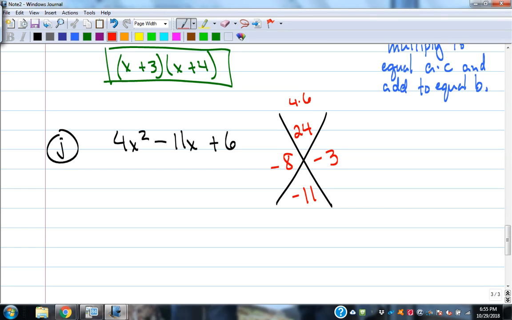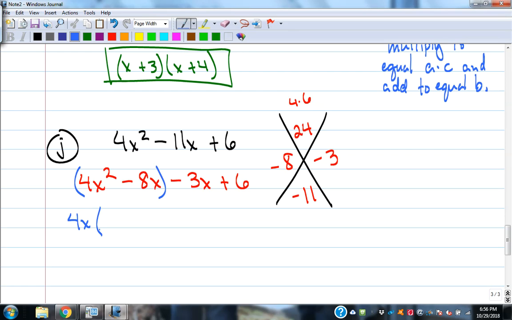Again, it doesn't matter what order you put them in the middle. I'm going to put the negative 8 first because I think 4 and 8 are closely related, right? So that's why I'm going to put the 8x in the middle first. 4x squared minus 8x minus 3x plus 6. Now I can group them just like we did on the previous problems. What's the GCF of those two?